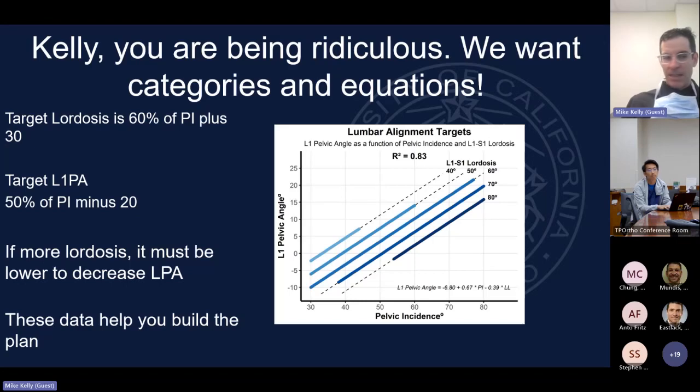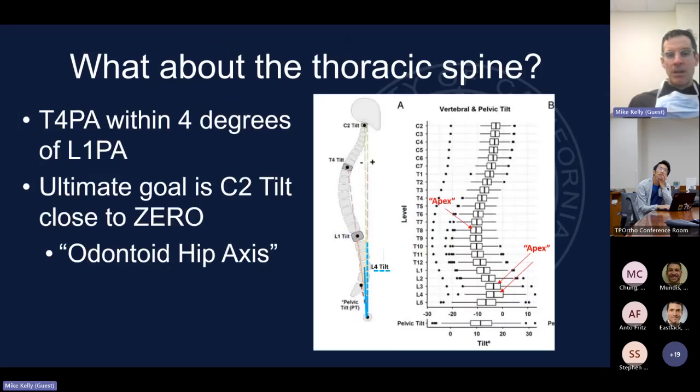So you come back to these averages, which are not that useful, but some useful abstraction for you to think. The L1PA is 50% of PI minus 20. I find this very useful for using in the operating room, easier than measuring end plates. You can measure the L1PA, make sure it's right. If it's a little overcooked, take some lordosis out. If it's undercooked, you've got to bend more lordosis in. But using this data helps you get the plan.